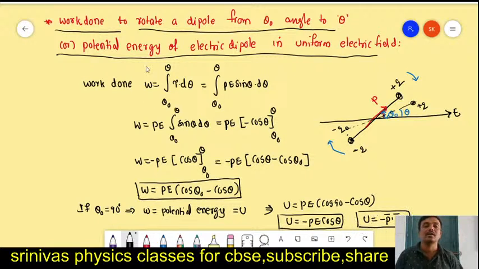What is our heading? Work done to rotate a dipole from theta naught angle to theta. That we derived as P E times cos theta naught minus cos theta. The potential energy of a dipole in a uniform electric field that we got is minus P E cos theta. P is the dipole moment, E is the electric field, and theta is the angle between P and E. Now let us discuss a few cases. Within 2 minutes I will close the topic.